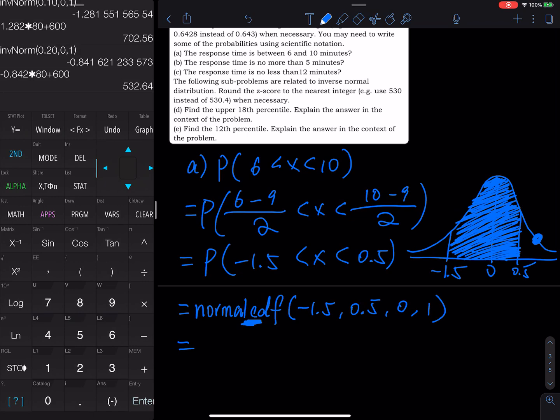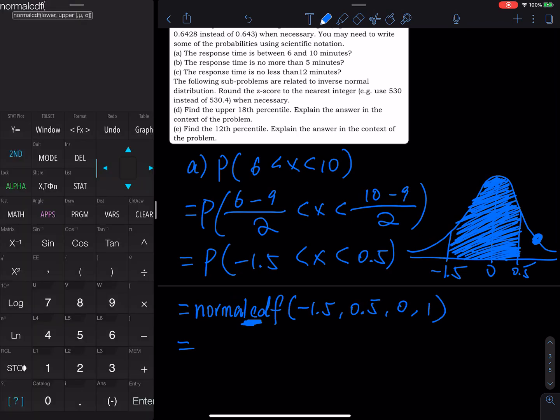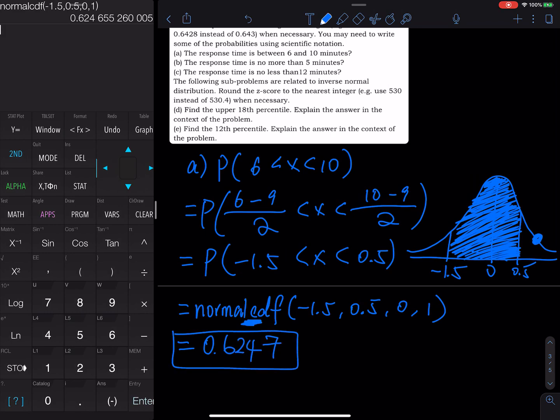Okay, so let's clean this up. Second was normal CDF, negative 1.5 to 0.5. Mean is 0. Standard deviation is 1. We have 0.6247. So that is the answer.